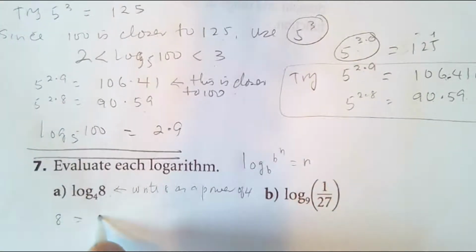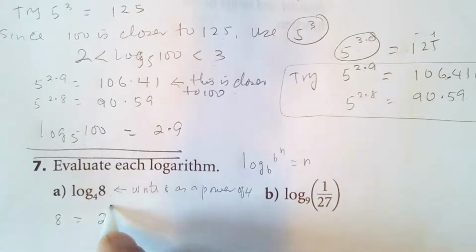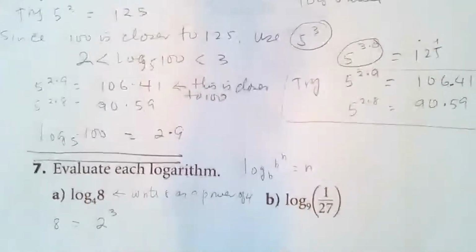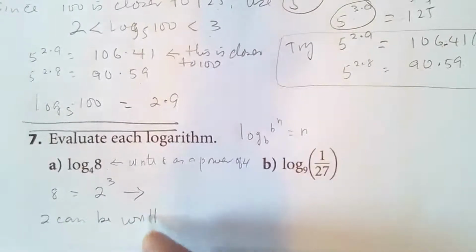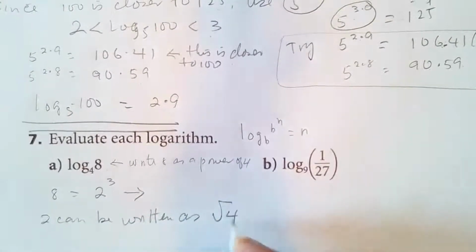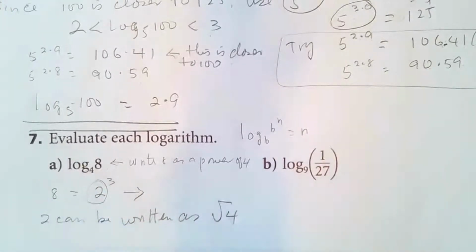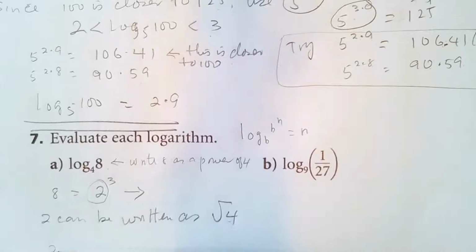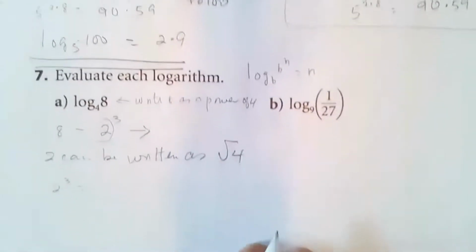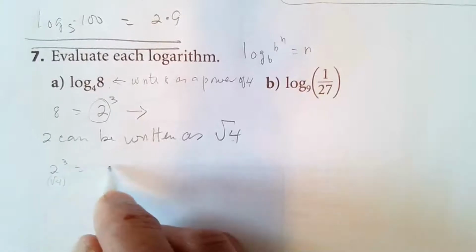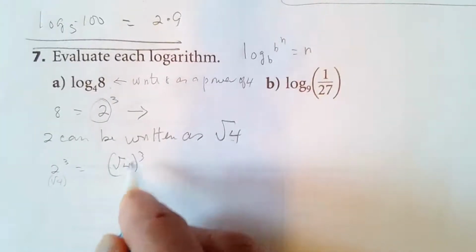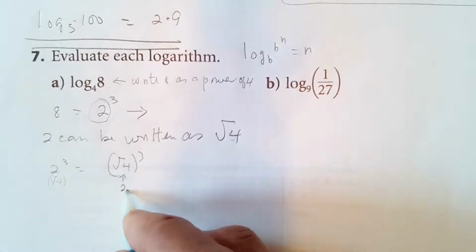So 8 is equal to 2 to the power of 3. But remember, we know from the previous example that 2 can be written as the square root of 4. So we're going to change this to the square root of 4. So 2 to the power of 3 is equal to the square root of 4 to the power of 3. I'm replacing 2 with the square root of 4.